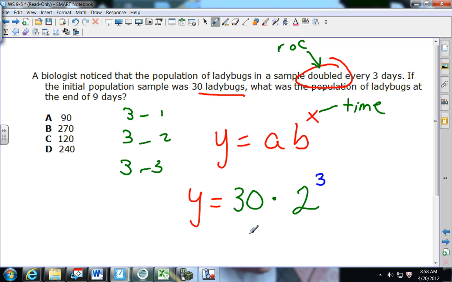So now when you put that in the calculator, if you haven't done it, do that now. 30 times 2 to the power of 3. 2 times 2 is 4. 4 times 2 is 8. So it should be 240. Did you get 240? Okay. Put it in the calculator. Put 30 times 2 caret 3.